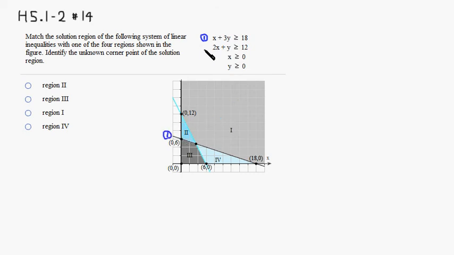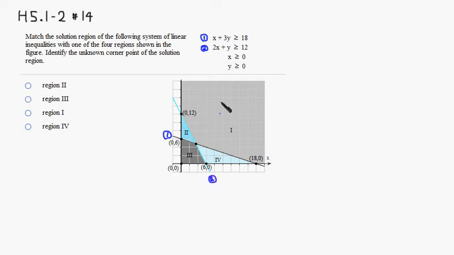All right, for the second one, we're pretty sure that this is going to be the one, so I'll just double check. The x-intercept: set y equals 0. So 2x is 12, so divide through by 2, so x equals 6. So this is the second borderline, so I'll label that.